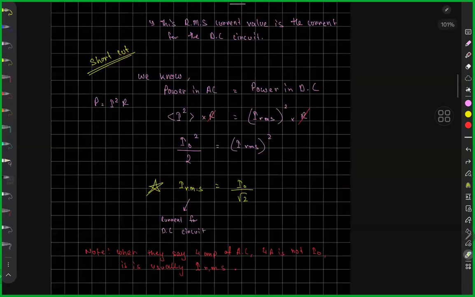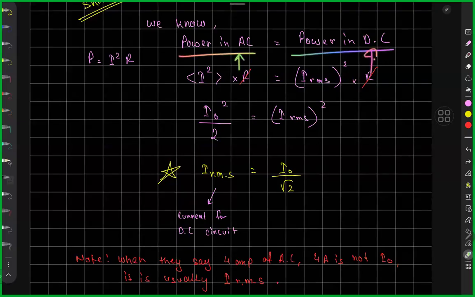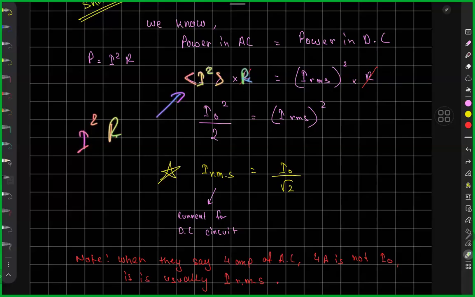So now look, what is this? It's a simple derivation. We say that the power in AC should be equal to the power in DC. And the power in AC is the mean square current times resistance. Why? Power is I squared R, and we're simply taking the mean square value. Why? Only because the current varies in AC. It is not constant. It's not 3 amp always.